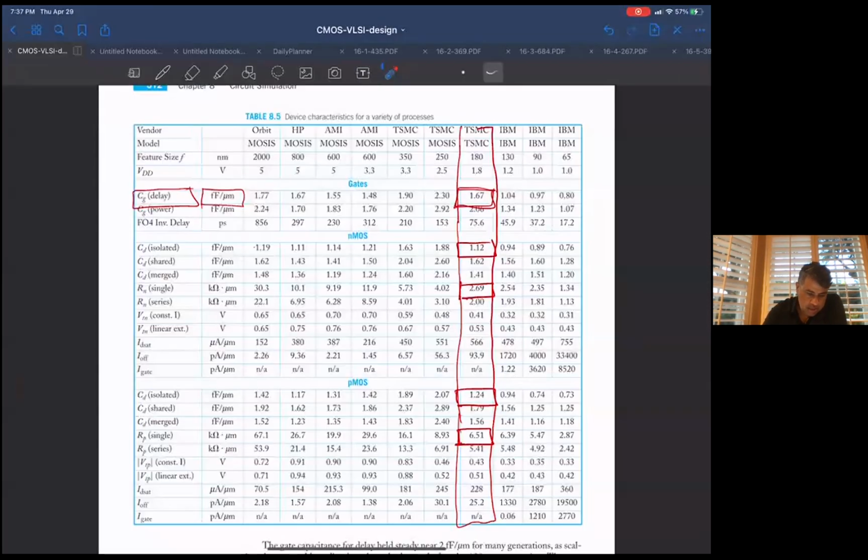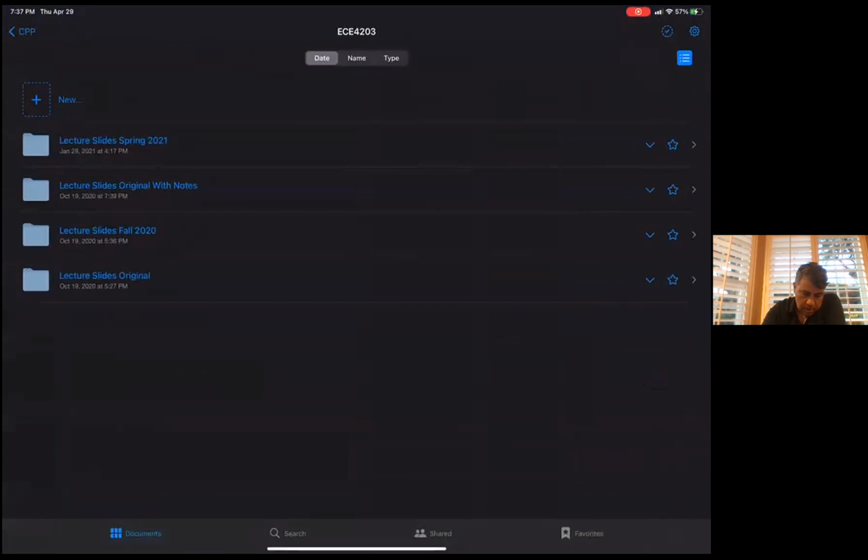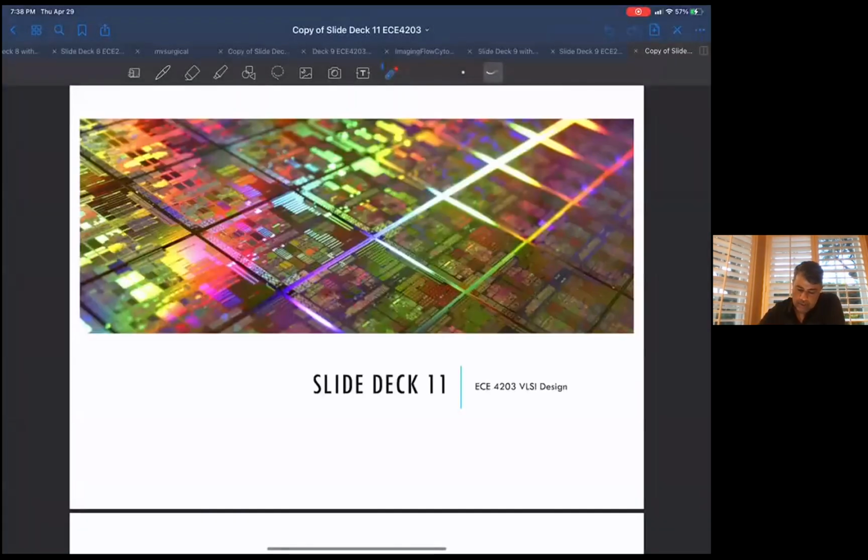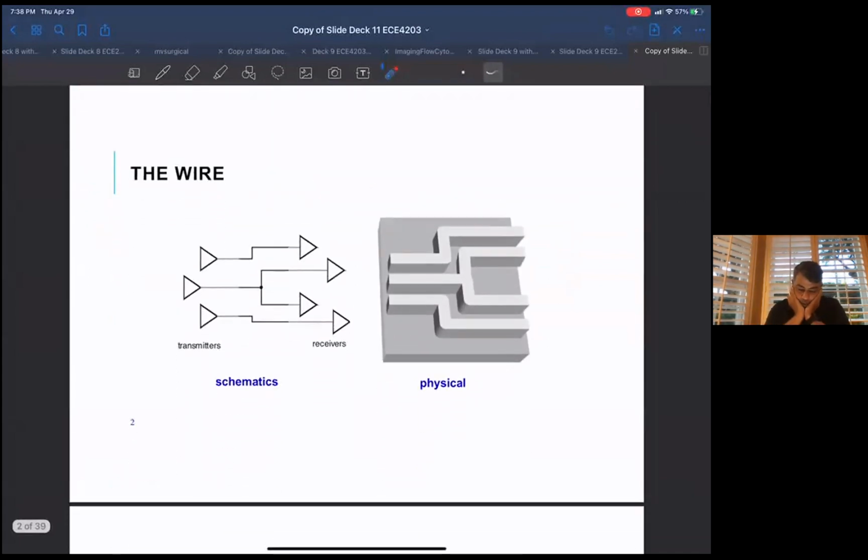And now we're going to talk about our next topic, which is the wires, the interconnection between, let me make sure I have my notes up to make sure I'm going to cover everything I need to cover. Okay, great.